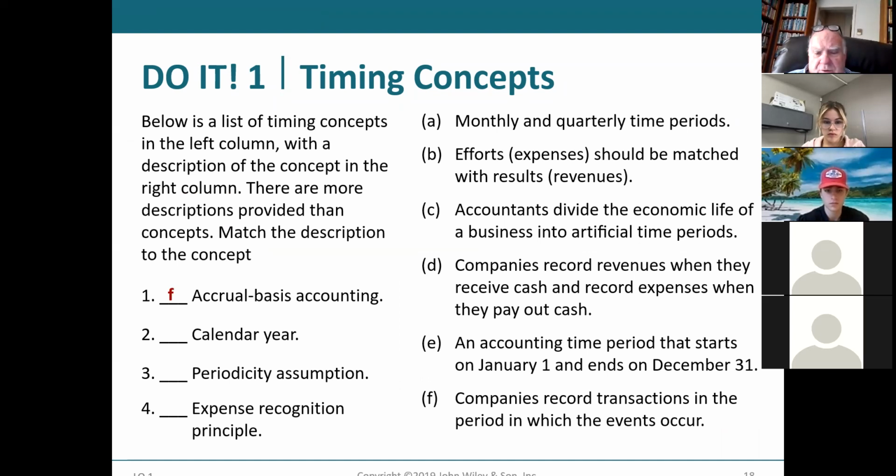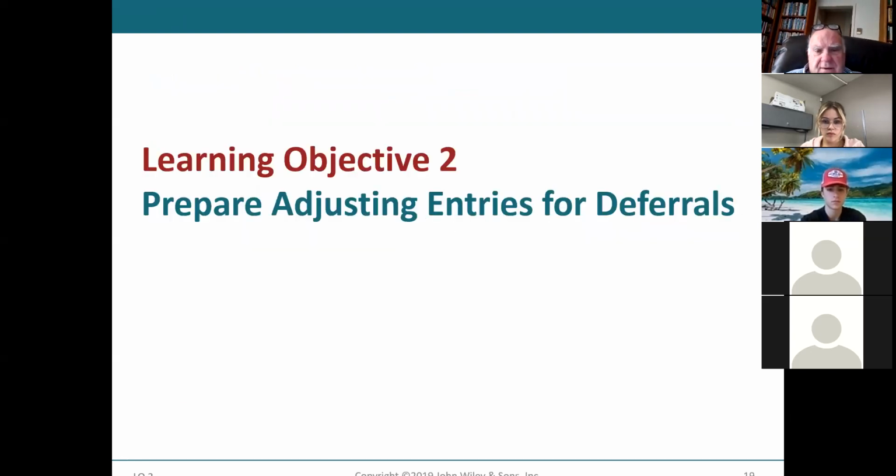Accrual-based accounting, you record the transactions when they occur. Calendar year just happens to be the same as a fiscal year beginning January 1st. Periodicity, period. That's where you can break things out. F into C. What's C? What was F? Yeah. Accounts divide the economic life of a business into artificial periods. B, revenues expenses when they are recorded. So that's just a little brief introduction.